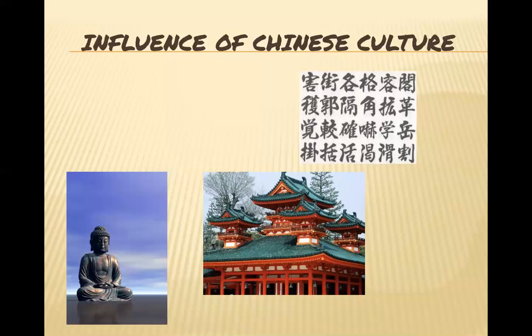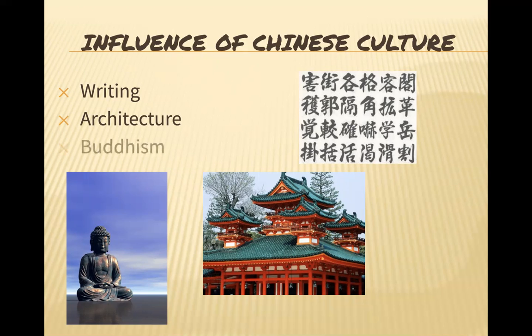So again, because Japan was so close to China, we see a lot of influences of China in Japanese culture, such as the writing, which you'll see off here to the right, the architecture, which is typical sort of Buddhist style architecture, and then Buddhism itself as a religion was a major influence of Chinese culture onto Japanese tradition and culture.